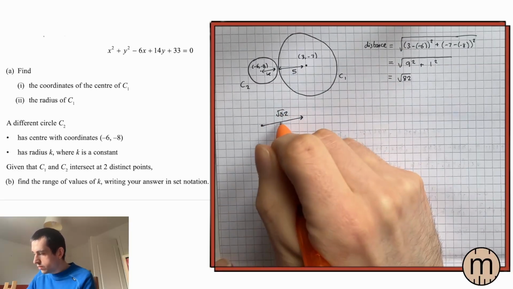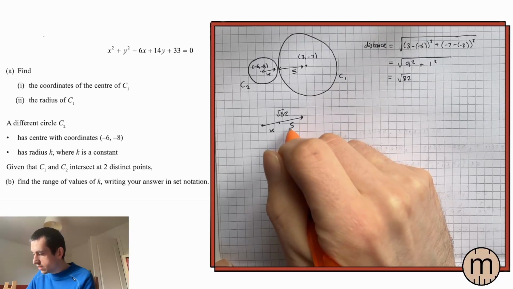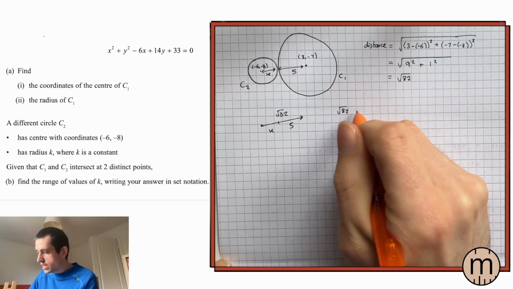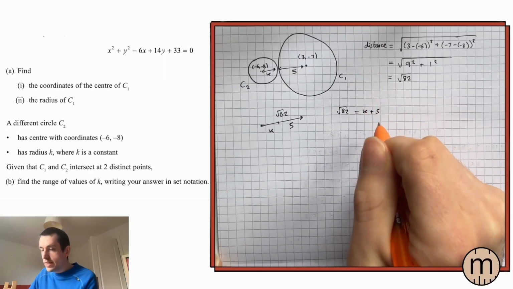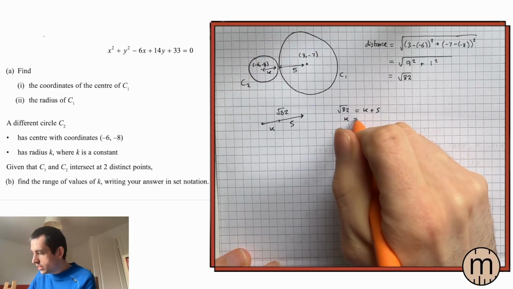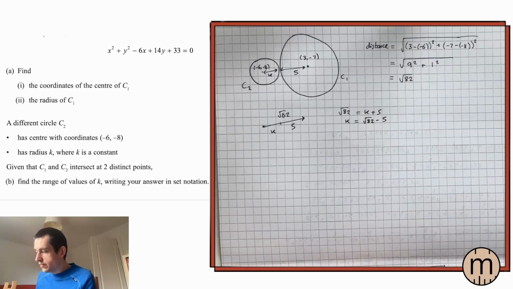But we also know that the radius of the first circle is k and the radius of the second circle is 5. So that means that root 82 must be k plus 5 in the case where the smaller circle just touches. We can then rearrange to get k is equal to root 82 minus 5, and that's going to be the smaller value.